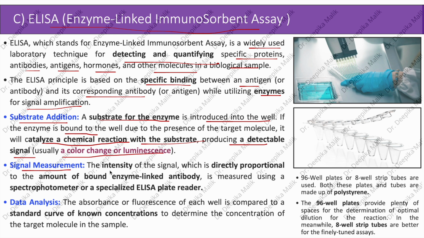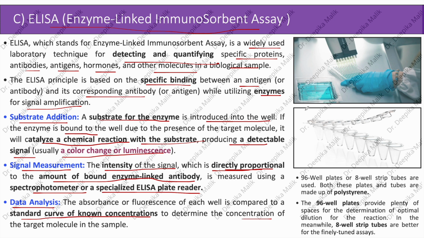Signal measurement. The intensity of the signal, which is directly proportional to the amount of bound enzyme-linked antibody, is measured using a spectrophotometer or a specialized ELISA plate reader. Data analysis. The absorbance or fluorescence of each well is compared to a standard curve of known concentrations to determine the concentration of the target molecule in a sample.